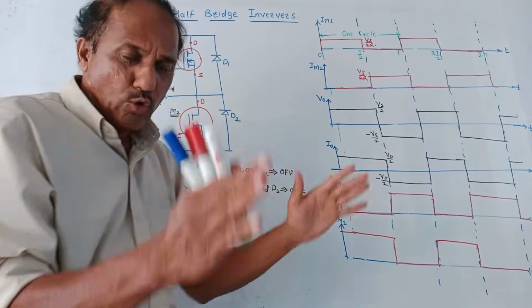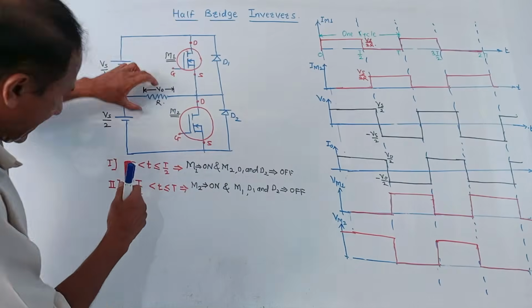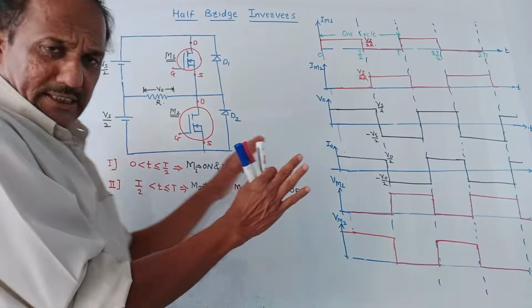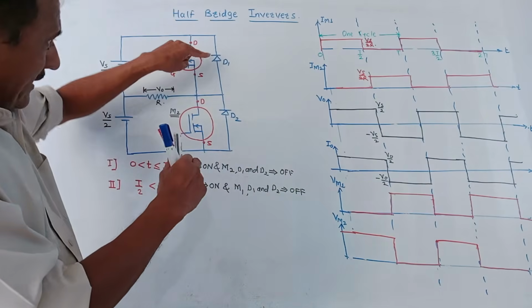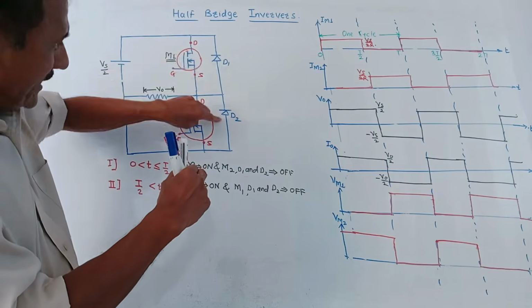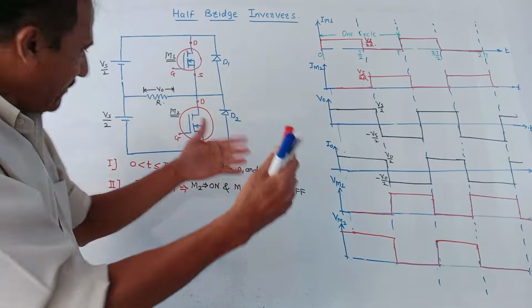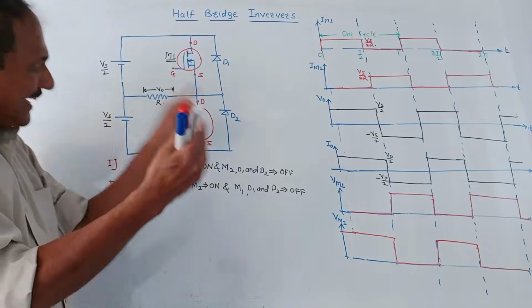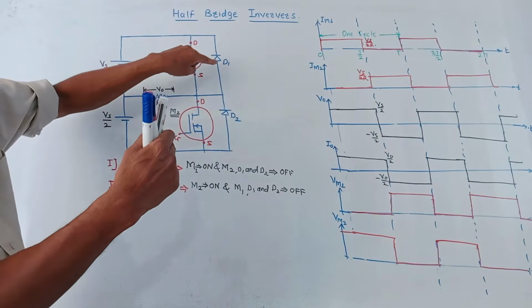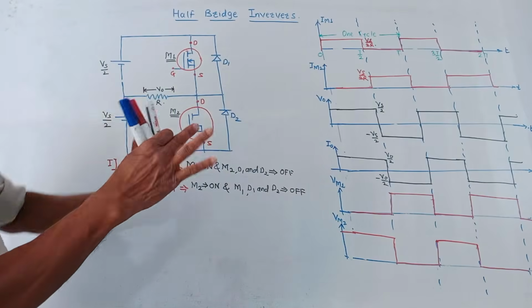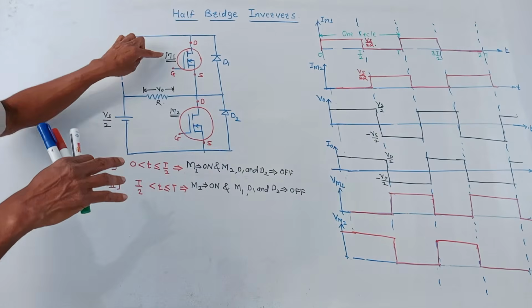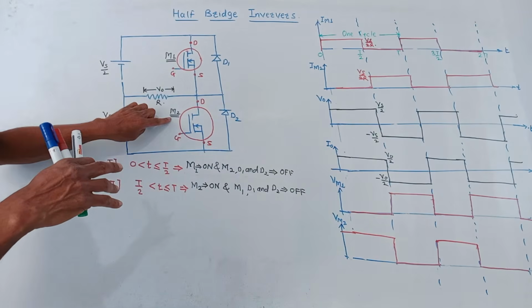As far as R load, resistive load, is concerned, this load is the resistive load. In this case, there is no role of diodes D1 and D2. In the case of RL, meaning if the load is RL, in that case there is certain significance of the diodes D1 and D2. So, as I said, we are using two MOSFETs, M1 and M2.